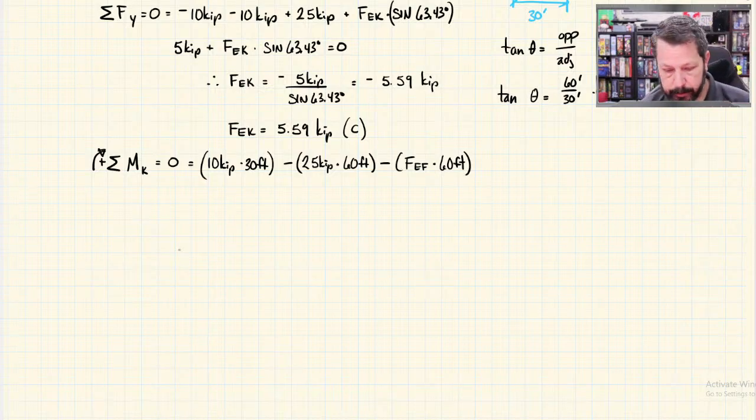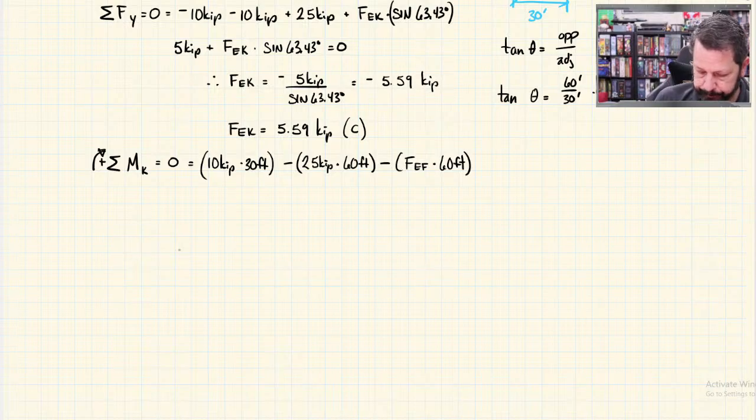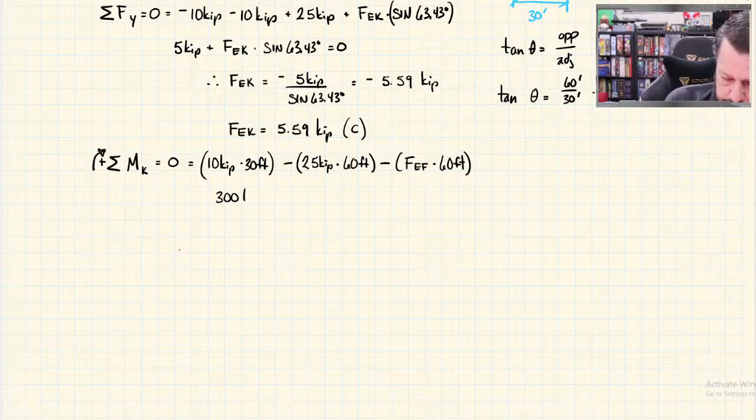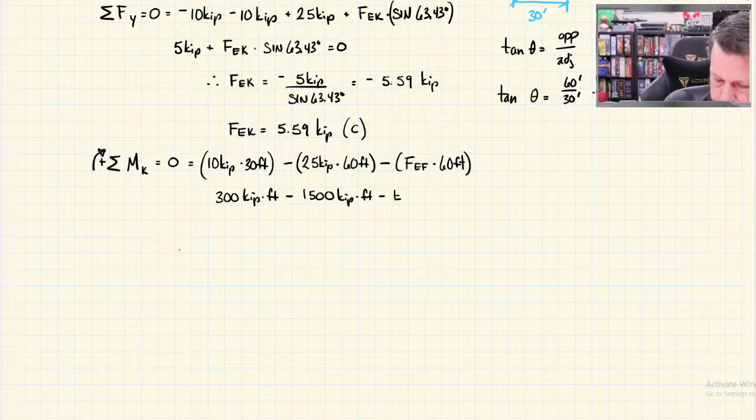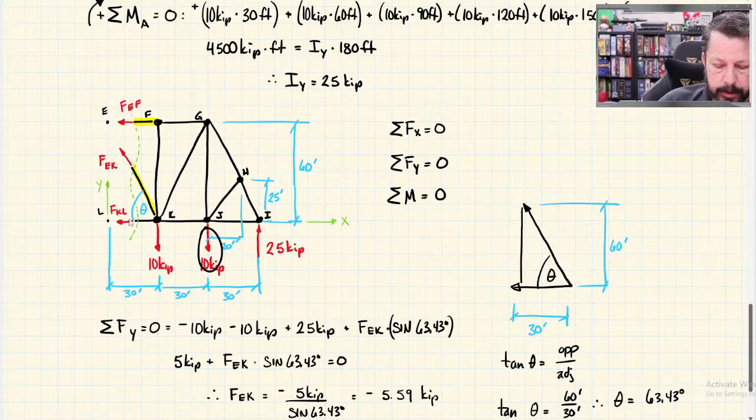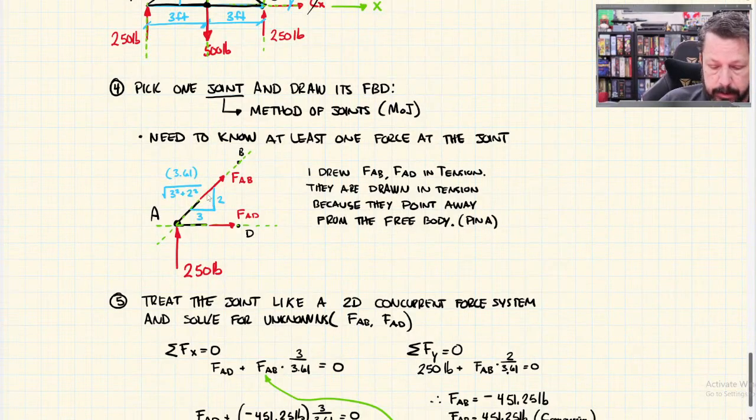So let's just multiply and add and all that kind of stuff. So I've got 10 times 30. So that's a positive 300 kip feet. Minus 25 times 60 is 1500 kip feet. Minus FEF, force in EF. Sometimes people use a T. You'll notice that whenever I draw a member force for the first time, I draw it in tension, pointing away from the member. I did the same thing over here, tension, tension.